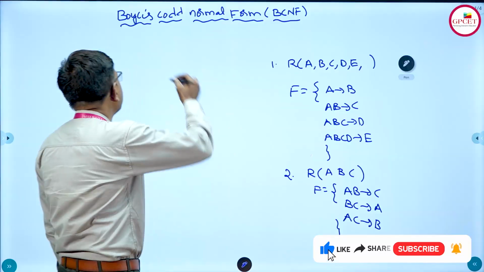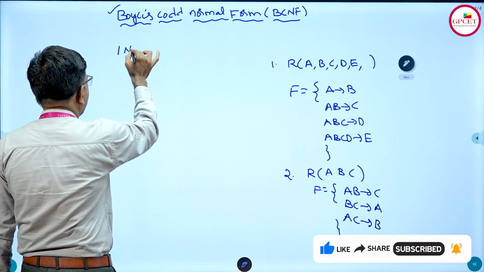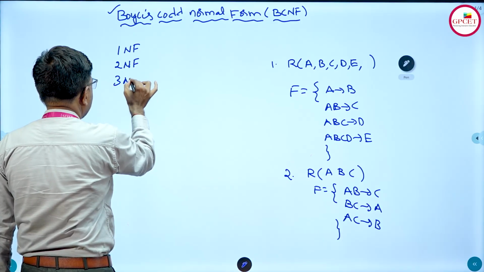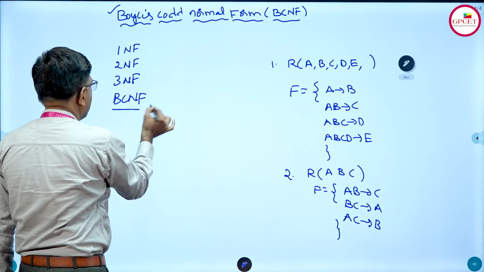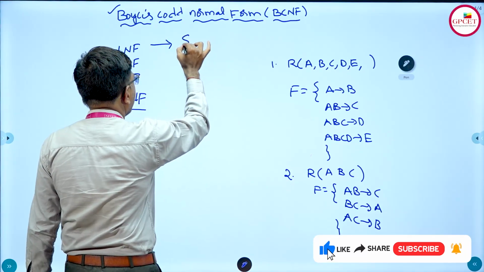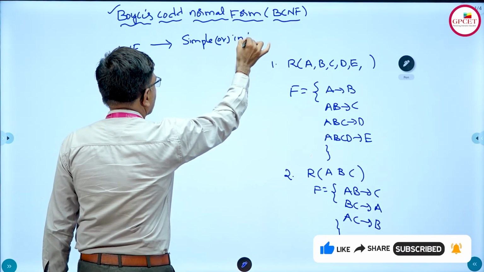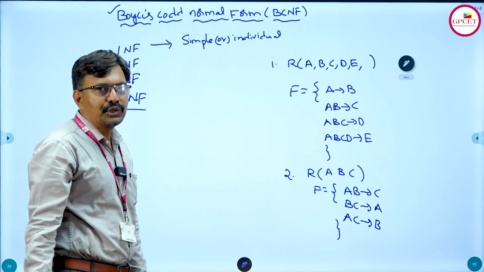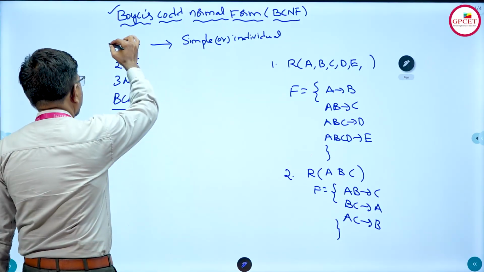Before going to the Boyce-Codd Normal Form, in the last classes we covered what is meant by first normal form, second normal form, and third normal form, followed by BCNF. Clear? First normal form states that only simple, individual or atomic values are allowed, there are no multivalued attributes.